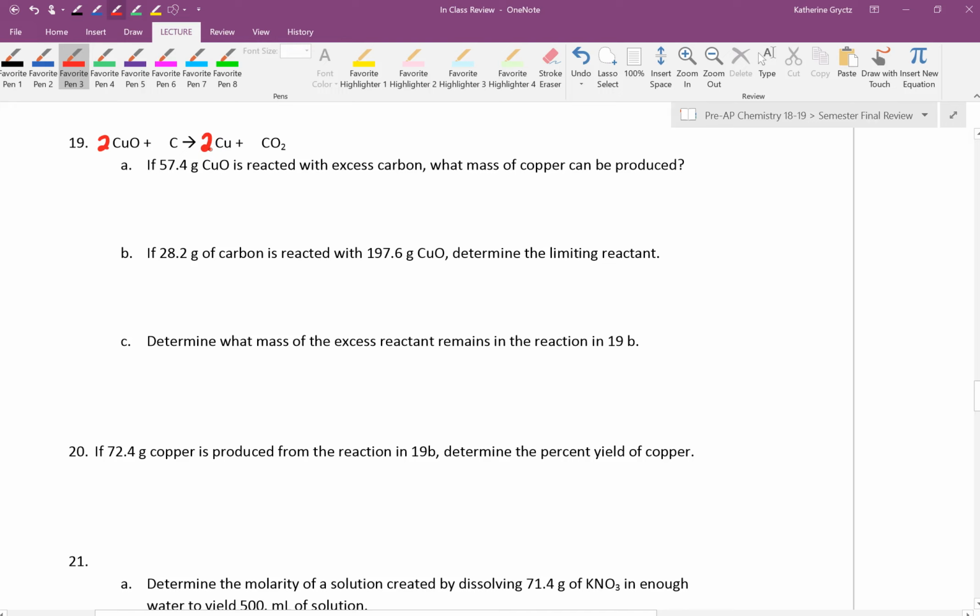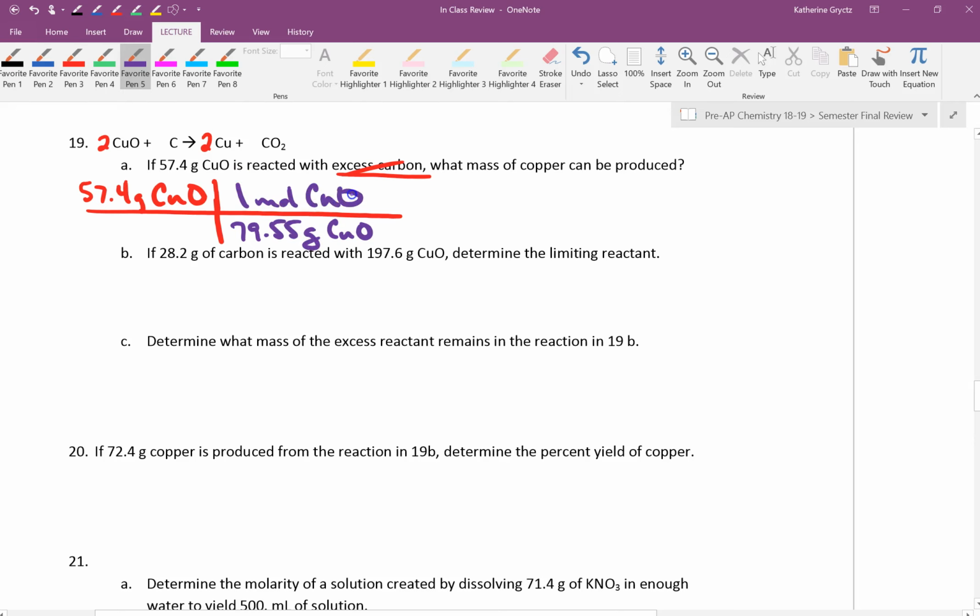Okay, so A says 57.4 grams of copper 2 oxide is reacted with excess carbon. What mass of copper can be produced? So this is just straight stoichiometry. When it says excess, it means we don't have to care about how much carbon. There was plenty. So we're going to do 57.4 grams of CuO. Of course, the first thing we're always going to do is convert this to moles, so we need the molar mass. So we have copper plus oxygen. So we get 79.55 grams of CuO in 1 mole.